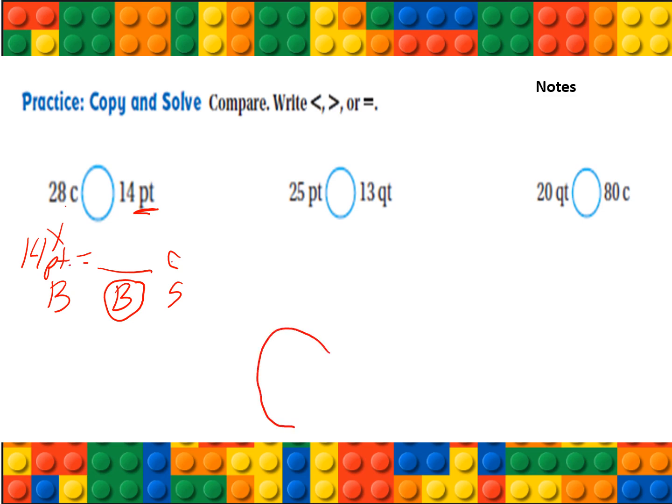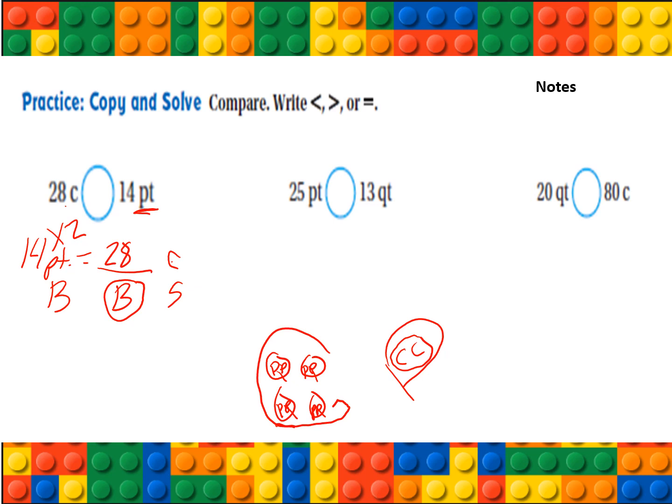But think about that big G. We have 4 quarts in a gallon. We have 2 pints in each quart. And inside each pint, we have 2 cups. Okay? So then, how many cups are in 1 pint? And the answer to that question right here is 2. So then 14 times 2 yields 28 cups.